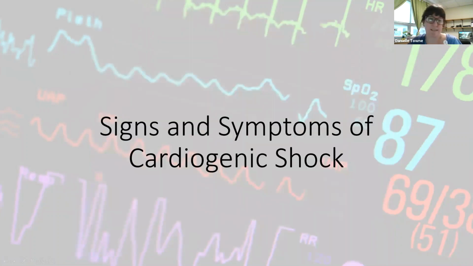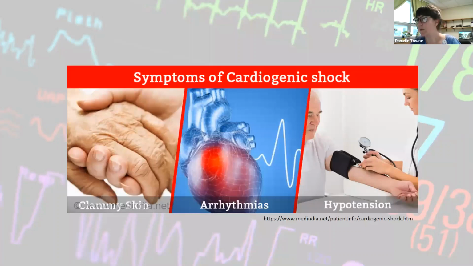So what are we going to see in these types of people? The main symptoms that we encounter pre-hospitally and in the ED are going to include clammy skin, arrhythmias, and hypotension, accompanied with a SAMPLE history that supports some type of cardiac disorder.